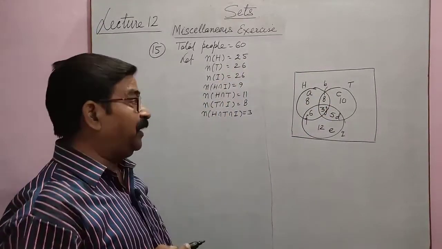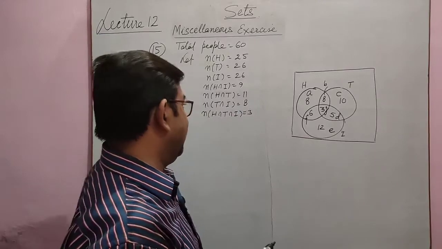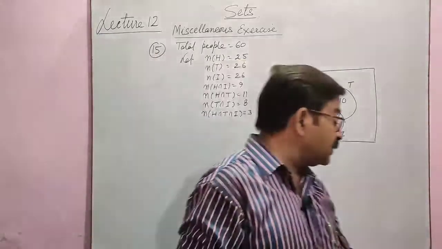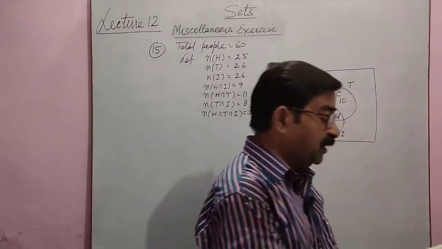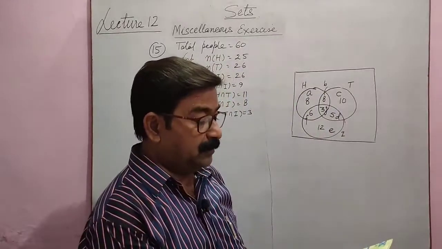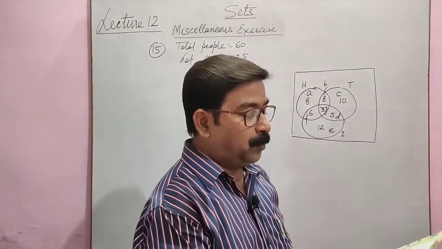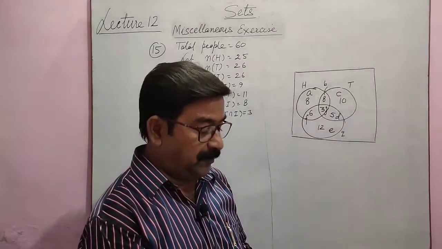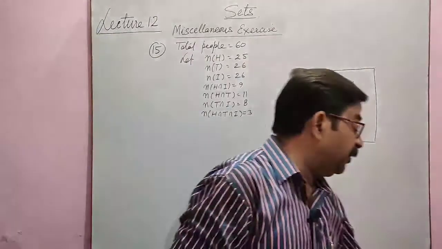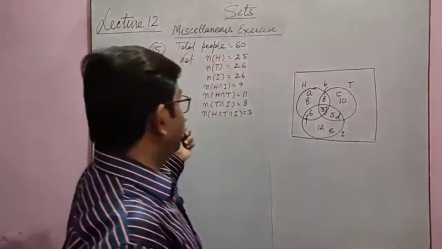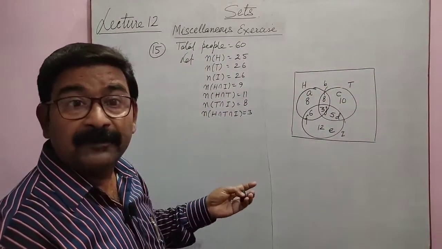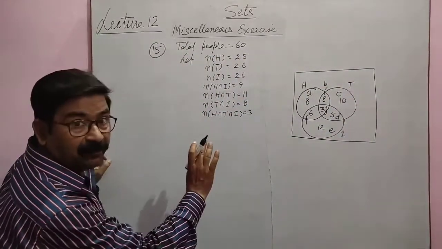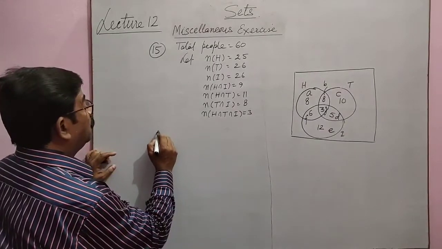Now we have to see. Question is, how many, the number of people who read at least one of the newspapers. Means we have to find the union of all these sets. Either you can apply the formula if you know. I am first writing the formula. See, what was the formula?